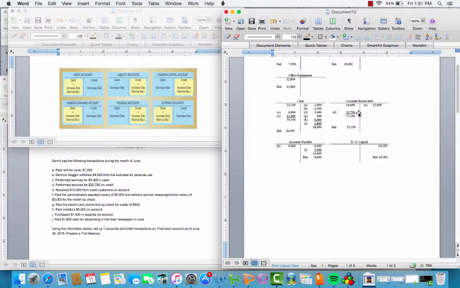Notice when our customers purchase something from us and didn't pay us immediately, we put it over here. When they actually do pay us some, it comes here. The reason is that accounts receivable is going down.